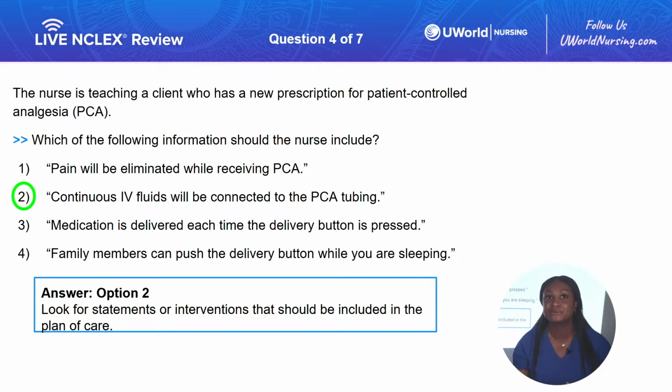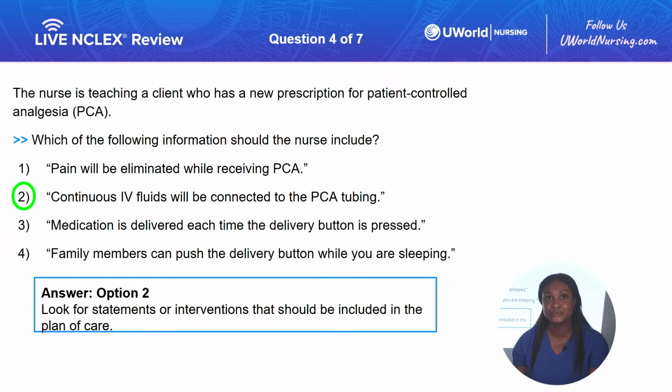Continuous IV fluids will be connected to the PCA tubing. This helps flush the medication in. So we usually have them connected to IV fluids going at a slower rate, but once that medication is pushed, it will help push the medication into your body so you're actually getting it. So this is a correct statement that is done 100% of the time.